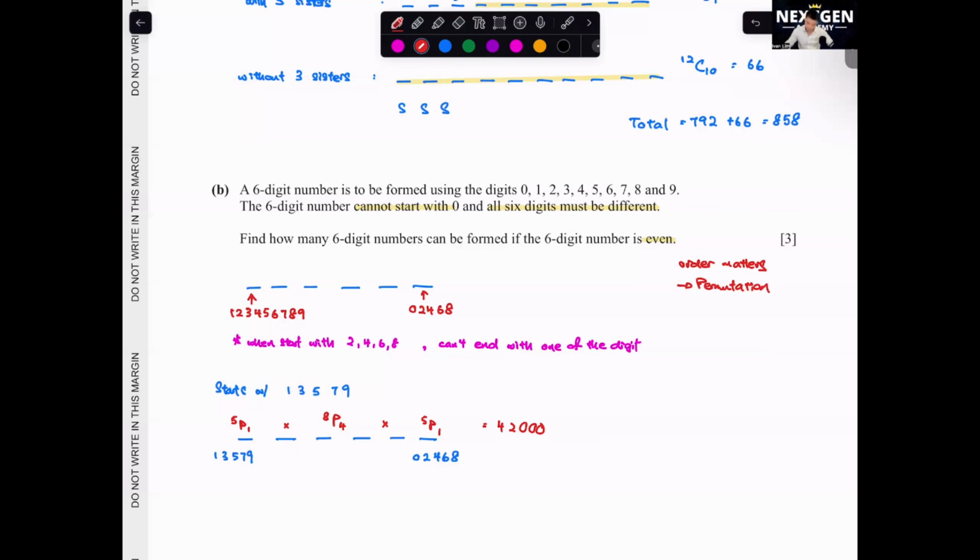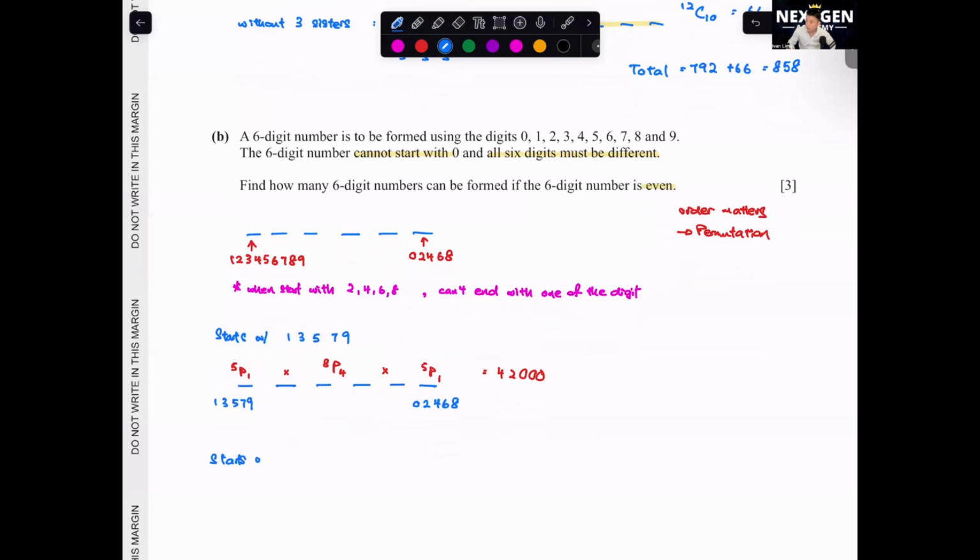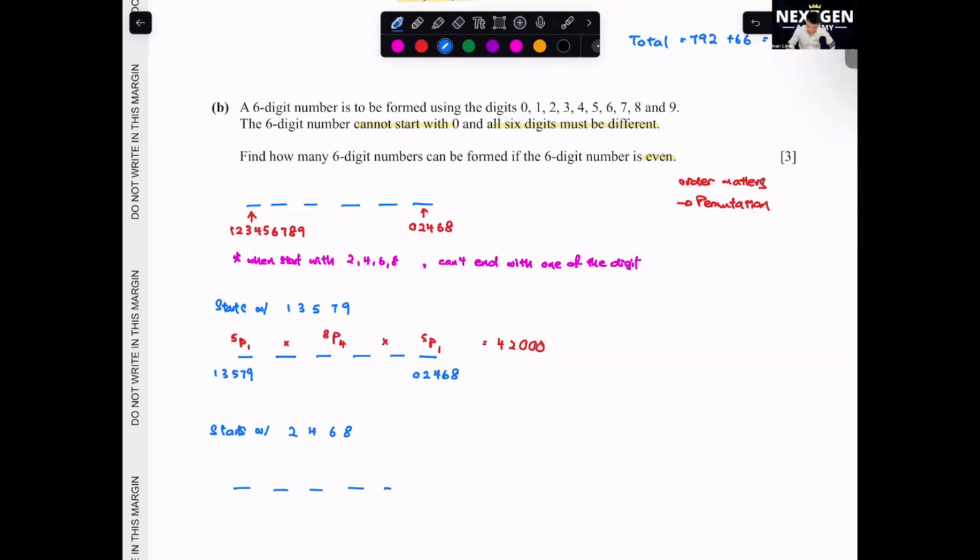Okay, next one. What if we start with 2, 4, 6, or 8? Okay, let's just take one of the values here. Let's say we start with 2. So if we start with 2, that means at the end, we can only use 0, 4, 6, or 8. Got it? Okay, so now what's the calculation? 4P1, 4P1, middle is 8P4. Okay, let's calculate this one. 4P1 times 4P1 times 8P4. Okay, we'll get here 26880.